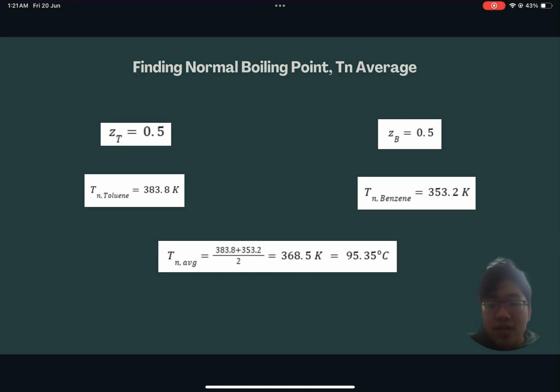Based on this page, you can see that we are finding the normal boiling point or Tn average. Zt is the mole fraction of toluene, which is 0.5, and Zb is the mole fraction for benzene, which is also 0.5, as stated earlier. The Tn of toluene, the boiling point of toluene at 1 bar, is 383.8 Kelvin, while the normal boiling point for benzene is 353.2 Kelvin. The Tn average is found to be 368.5 Kelvin, which is approximately 95.35 degrees Celsius, and will be used as our operating temperature for our flash column.